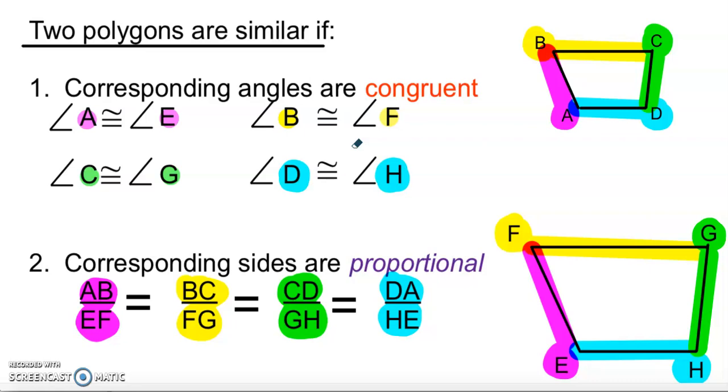So the angles will all be the same, but the sides will be what's called proportional. So they'll be in the same ratio for each side, and they'll go in corresponding order. So segment AB here in purple will correspond with segment EF. Segment BC in yellow will correspond with segment FG. Segment CD in green will correspond with segment GH. And then segment DA in blue will correspond with segment HE in blue as well. So in this case, the sides are proportional and the angles are congruent.